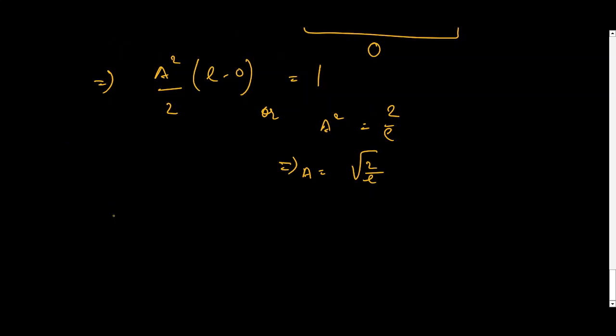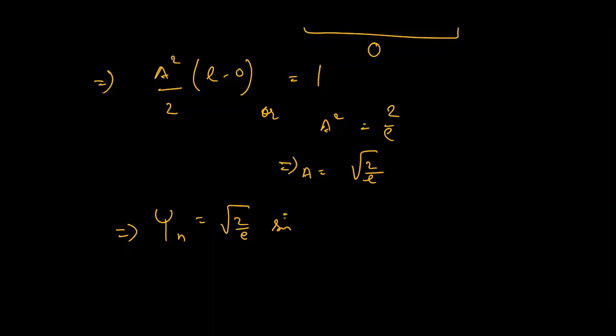And hence we can write psi n is equal to root 2 by L sine n pi by L into x. So this is the normalized wave function.